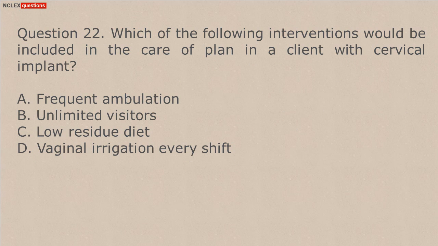Question 22. Which of the following interventions would be included in the care plan of a client with a cervical implant? A. Frequent ambulation. B. Unlimited visitors. C. Low residue diet. D. Vaginal irrigation every shift. Answer, D. Helping the client to rest.